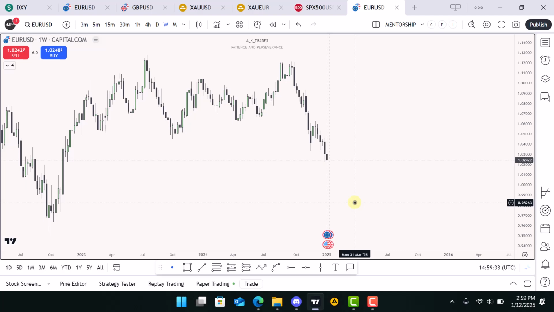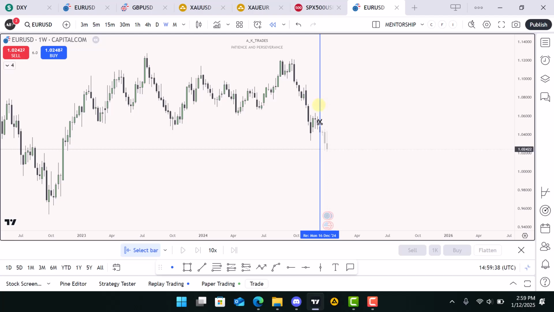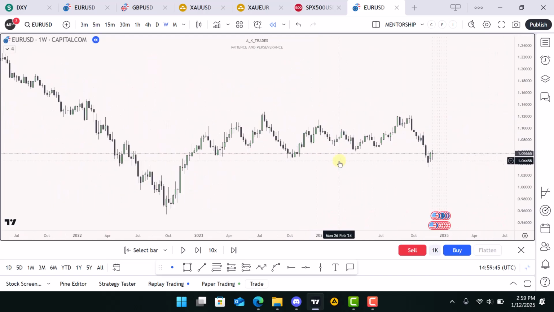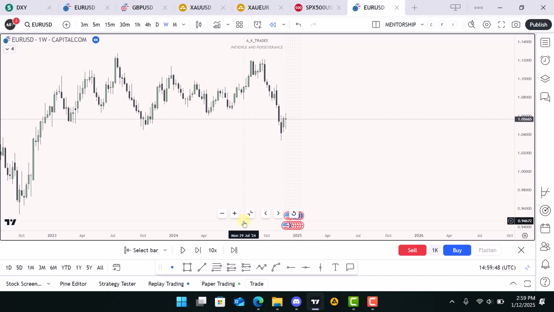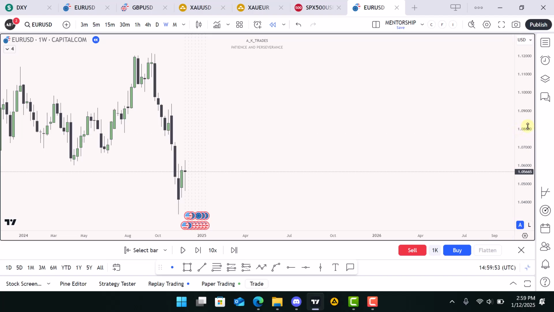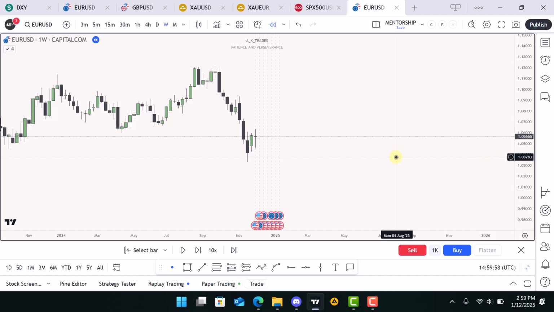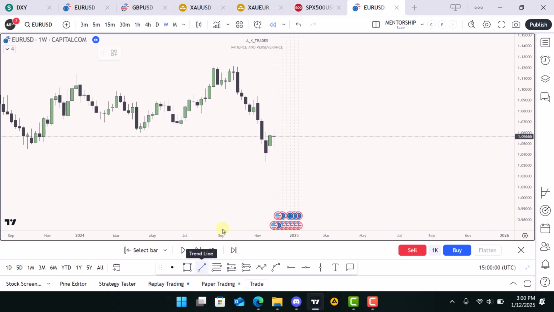So here I'll use the bar replay function of TradingView, and this is the EURUSD weekly chart. And like I indicated in my strategy, when I open my charts, the first thing I do is to identify my dealing range on the higher time frame. So here, this is my weekly dealing range.